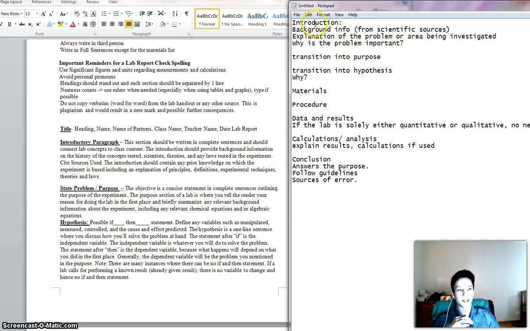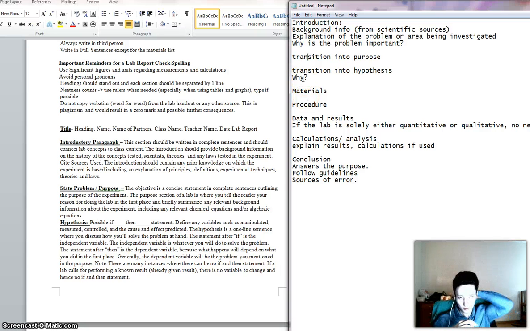Okay. And also try to answer why is this even important. Not like why is it important to society, right? Sometimes yes, but why are we doing this? Why is this lab important? Okay. And then next, you're going to transition to the purpose.